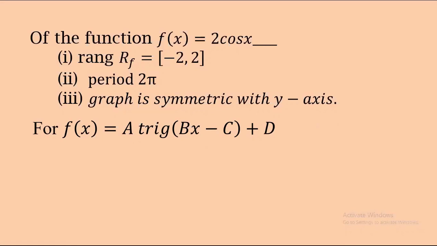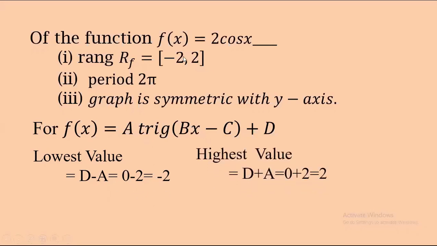I tell you again, this is not for sec, cosec, tan, and cot, because for those it goes up to infinity. But for period it is okay. Only for range, for maximum and minimum value, this formula is not applicable. What is the formula? D minus A and D plus A. So it is applicable for cos and sine functions. The lowest value is minus 2 and the highest value is 2. So what is the range? Minus 2 to plus 2. So option 1 is correct.